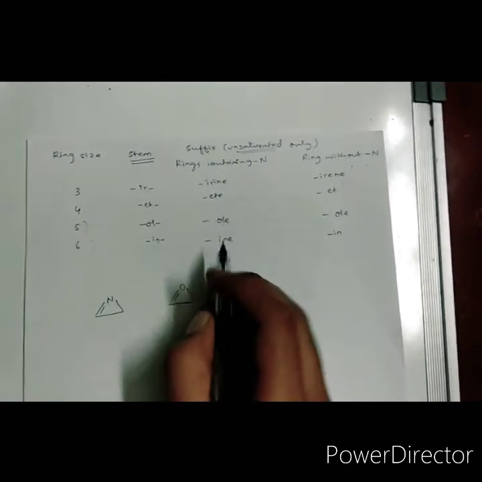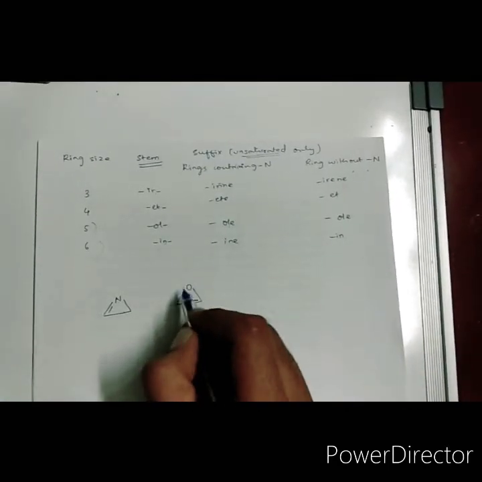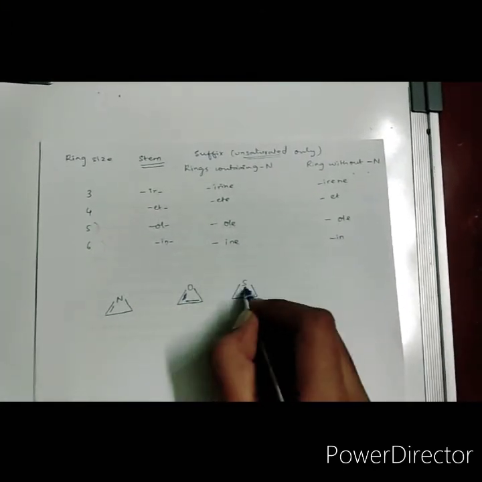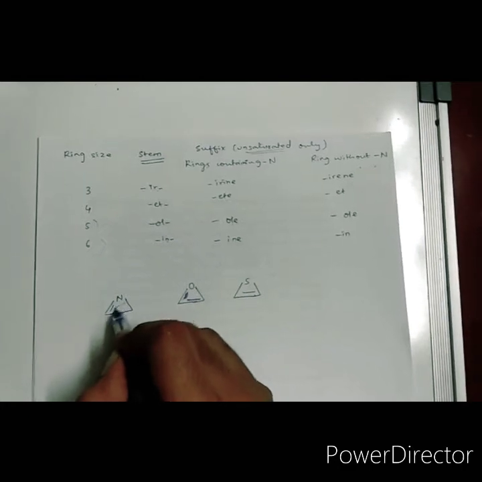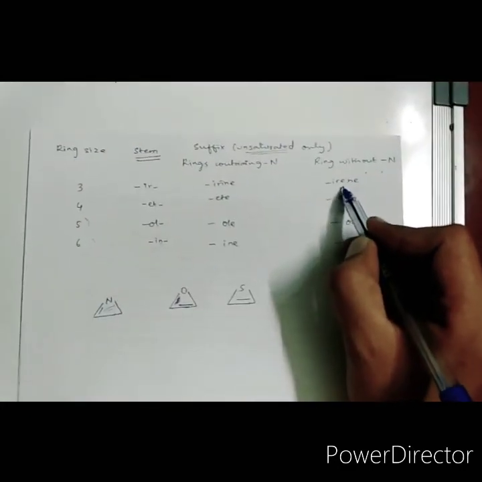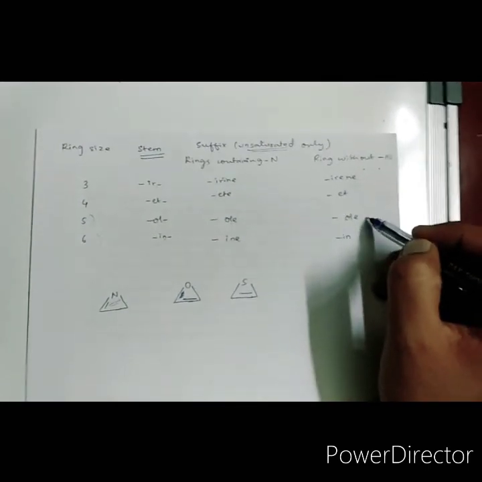It is just for an example that if it contains any other heteroatom like oxygen, sulfur, phosphorus or boron, that is, the heteroatoms must be other than nitrogen. In such a case, the 3-membered ring will be suffixed as irene, the 4-membered ring et, and the 5-membered ring ol.